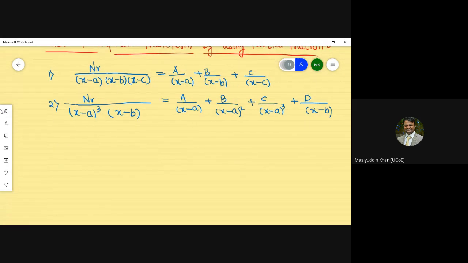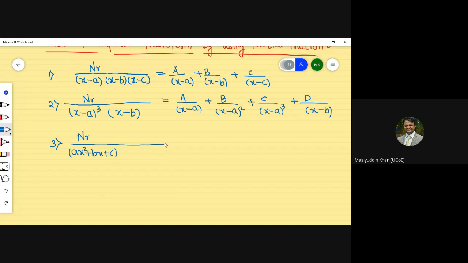And the last one is the quadratic equations. So the third one you should remember, that is a numerator upon, sorry, ax square plus bx plus c. And it could be like a dx square plus ex plus f. It's your wish. Whatever the things you can write or represent, that is the term of quadratic part.